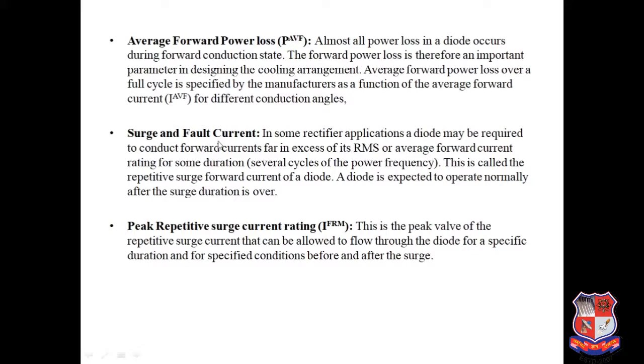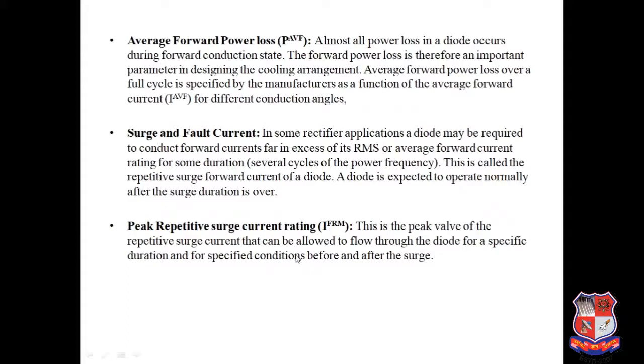Surge forward current. In some rectifier applications, a diode may be required to conduct forward current far in excess of its RMS or average forward current rating for some duration. This is called the repetitive surge forward current of a diode, and it is expected to operate normally after the surge duration is over. Next is the peak repetitive surge current rating. This is the peak value of the repetitive surge current that can be allowed to flow through the diode for a specific duration and under specific conditions before and after the surge.